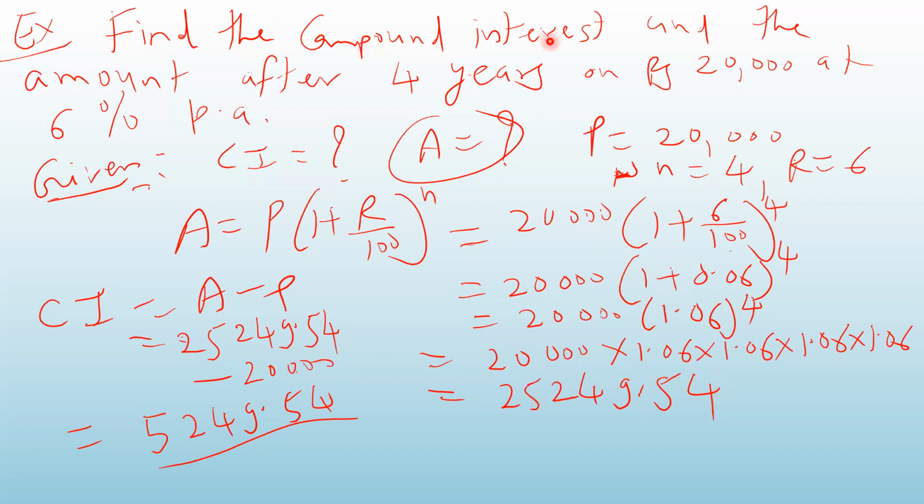How to find the compound interest? Use this formula: compound interest is amount minus principal. The amount is 25,249.54 and the principal is 20,000. So 5,249.54 is the interest. Once you have got the amount, you can subtract the principal from it and you get the compound interest.